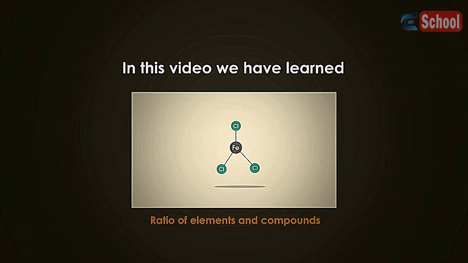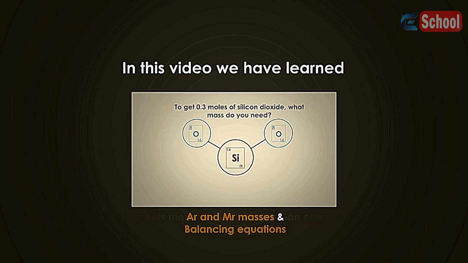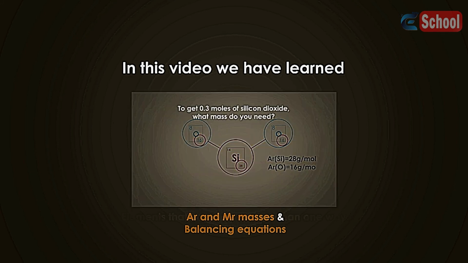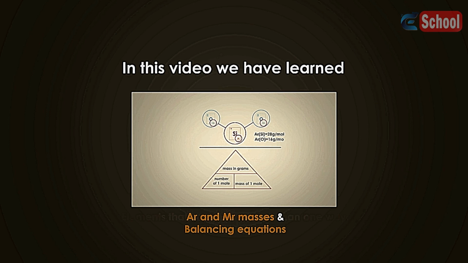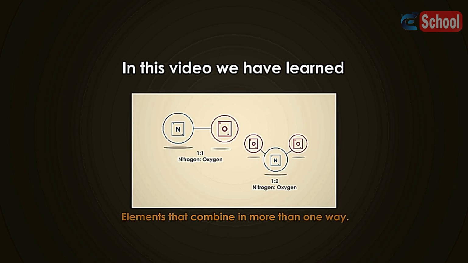In this video, we have learnt how to use mole ratios in formulae and equations to see how much you have of each element or compound. We have met the notation AR is relative atomic mass and MR is molecular mass. We have calculated masses from moles and moles from masses. We have seen how we can combine ratios and relative masses to balance equations, and we have practiced using elements that combine in more than one way.